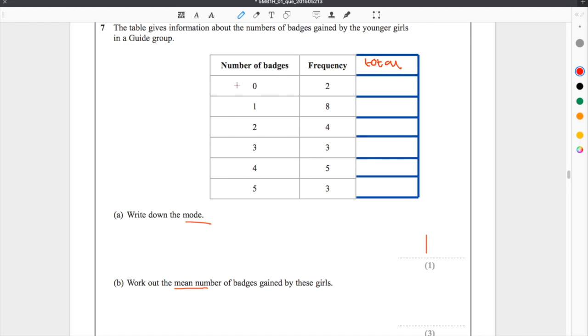So we do this by multiplying the number in this column by the number in the frequency column. 0 multiplied by 2 is 0. 1 multiplied by 8. 2 multiplied by 4. 3 multiplied by 3, and so on. Okay.